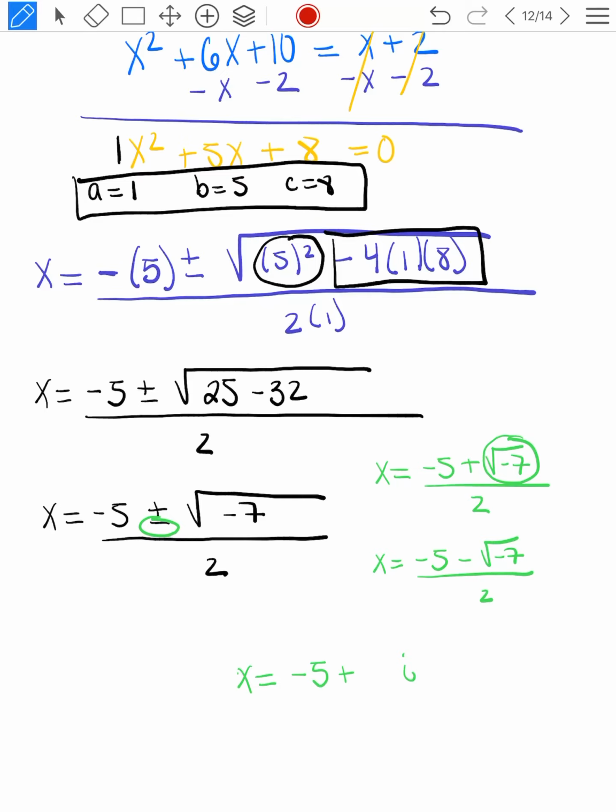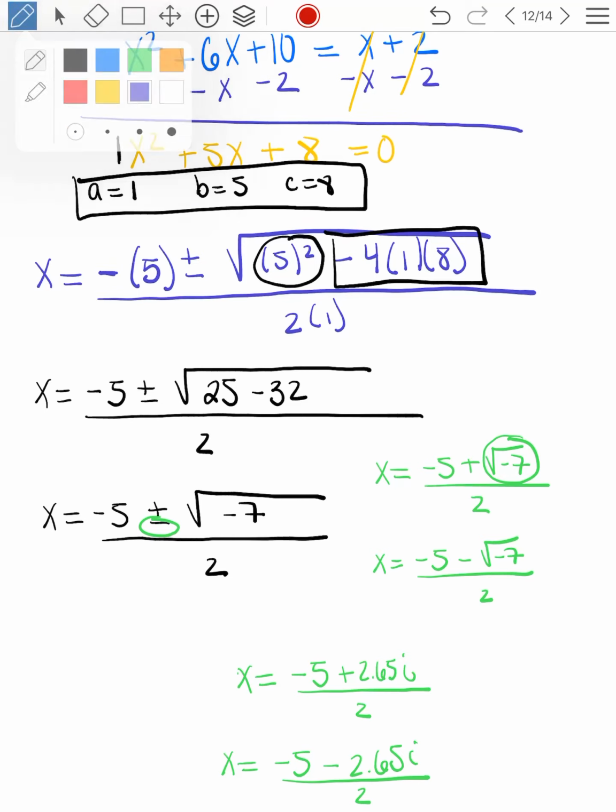And you could leave it as root 7 i if you want, because the square root of 7 is a decimal. But I know some of you really like to have the decimal approximation. So the square root of 7 would be 2.65. So we have negative 5 plus 2.65i divided by 2. And we have negative 5 minus 2.65i divided by 2.